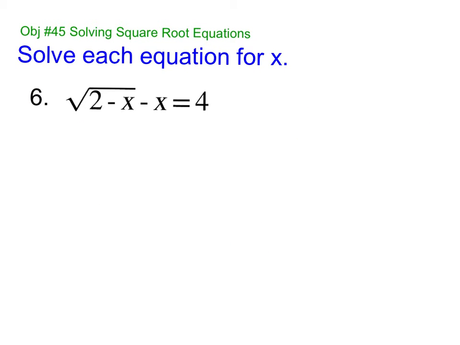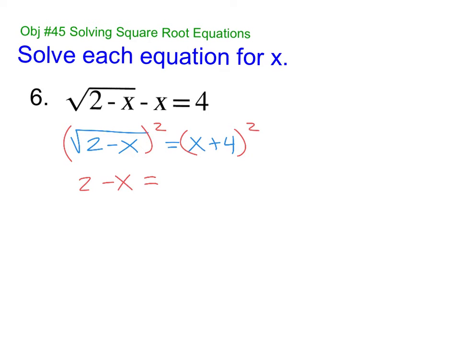All right, so pause and try this one on your own. All right, so I'm isolating my square root. To get rid of the square root, we square both sides. Now, another trap here. What is x plus 4 squared? That's x plus 4 times x plus 4. Make sure you FOIL that out. Distribute. You get x squared plus 8x plus 16.